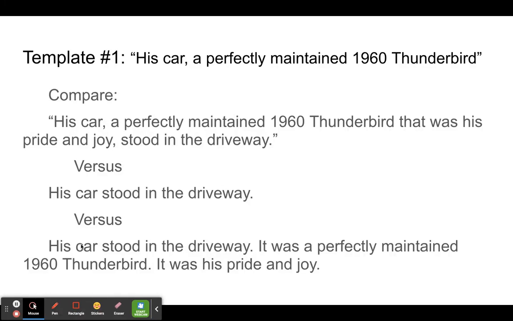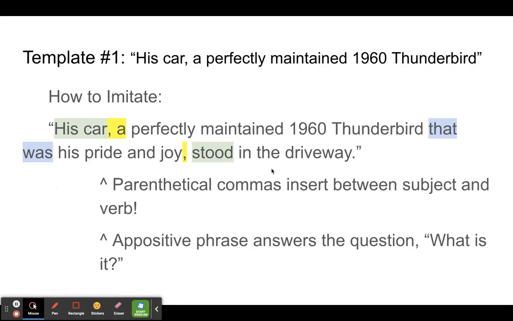Another way to do it, of course, is just to put the detail in other sentences. His car stood in the driveway. It was a perfectly maintained 1960 Thunderbird. It was his pride and joy. And this is usually the way that students write their sentences, because you think of the main subject and the main verb, and then you have your detail and it gets tacked on at the end. But when your writing becomes more mature, you learn how to work that detail into the middle of the sentence so that it can read more smoothly, and you don't interrupt yourself with those periods over and over.